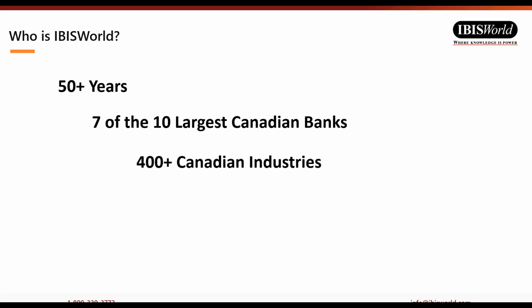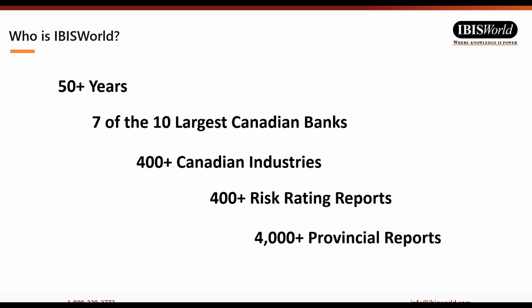These days, we cover over 400 different Canadian industries, or different NAICS codes within the Canadian market. Each one of our industry reports comes along with a risk rating report that looks at the risks inherent in a particular industry over the next 12 to 18 months specifically. What we're going to be focusing on today is this last piece here, which is the fact that beyond those 400 national Canadian industry reports, we now also have 4,000 plus different provincial industry reports available for the Canadian market.